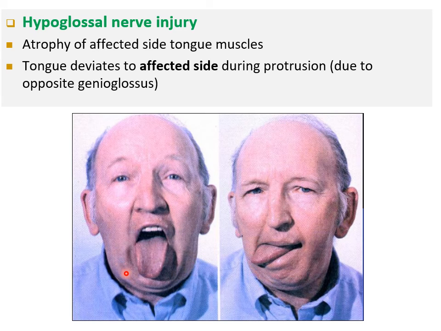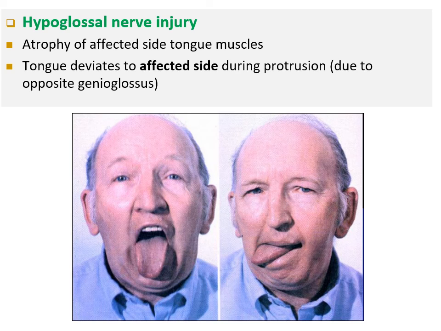Here you can see a patient protruding the tongue. After protrusion, there is no deviation of the tongue, so there is no hypoglossal nerve injury in this patient. Now we can see another patient here. After protrusion in this patient, the tongue is deviated to one side. By looking at this, you can confirm that this patient has a right hypoglossal nerve injury because the tongue is deviated to the right side, which is the affected side, and this deviation is due to the contraction of the left side genioglossus muscle.